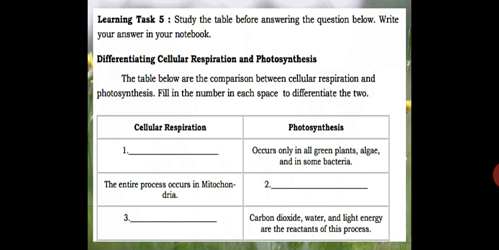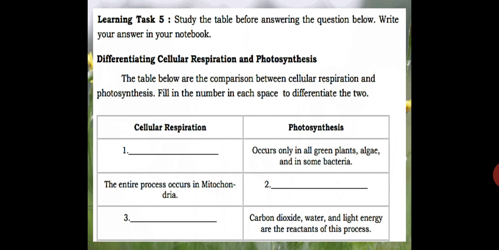Okay, so let us proceed with learning task number 5. You're going to study the table before answering the question. Then write your answer in your answer sheet or notebook. So, differentiating cellular respiration and photosynthesis. The table below are the comparison between cellular respiration and photosynthesis. You are going to fill in the number of each space to differentiate the two.